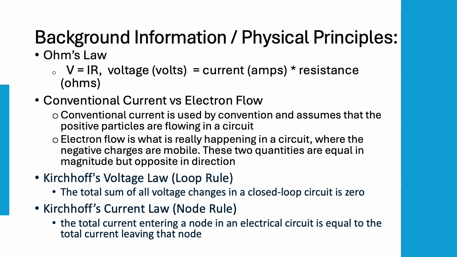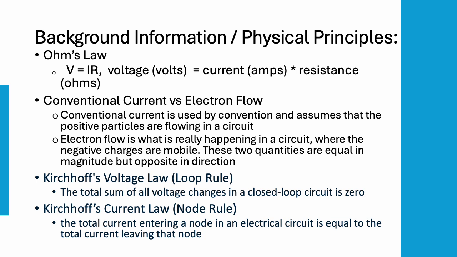Introduction. Background information and physical principles. Ohm's law states that the voltage of a circuit is related to the current and resistance of that circuit, in the relation that voltage equals current times resistance. Conventional current is the direction of flow used by convention where positive charges are flowing. Electron flow is the actual way that the current flows, where negative electrons are mobile.